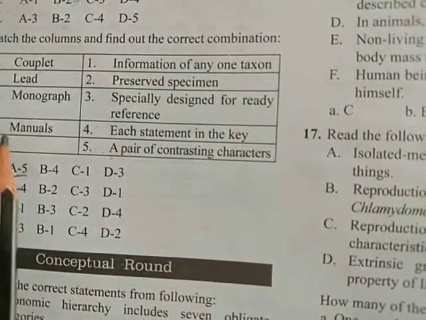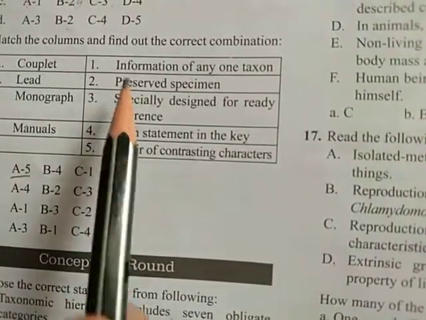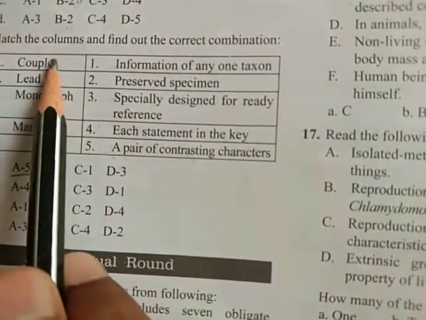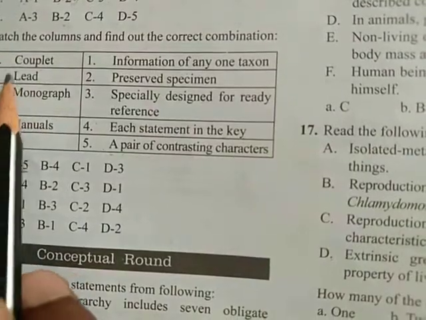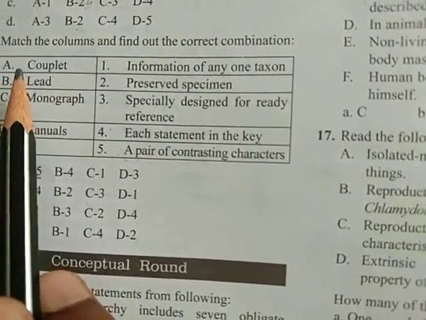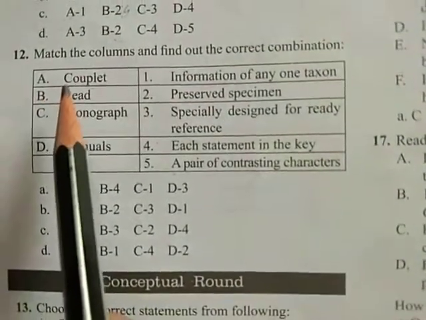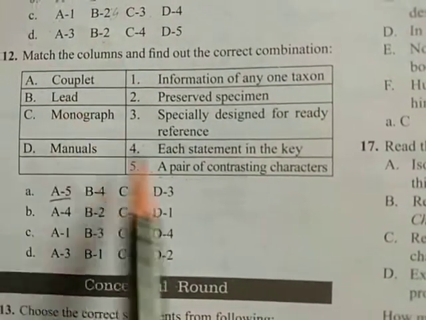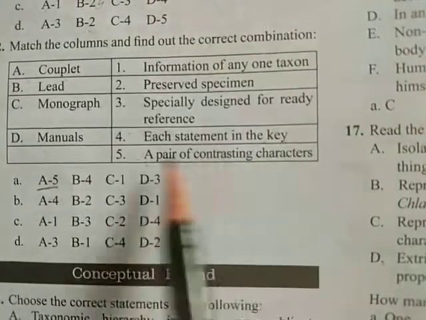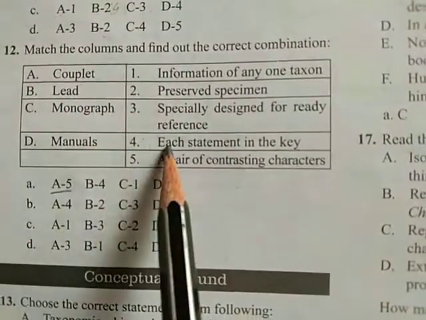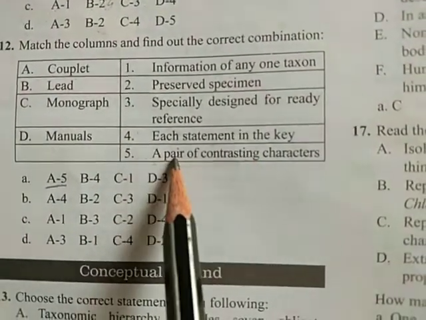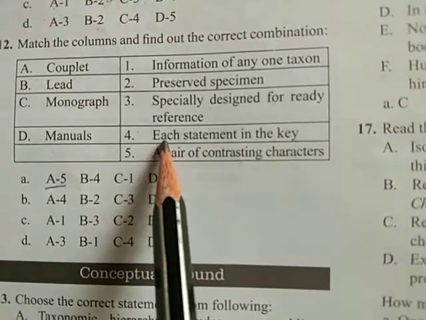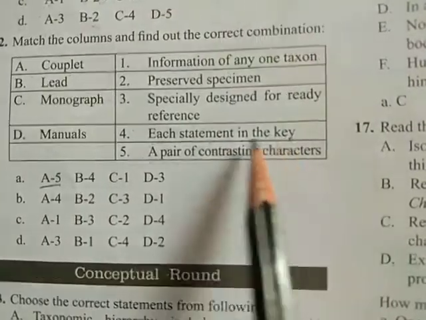Couplet and lead are related to the key, the taxonomical key. In the taxonomical key, the couplet is a pair of contrasting characters, and each statement is called a lead. There is a pair of statements, and each statement in a key is called a lead.